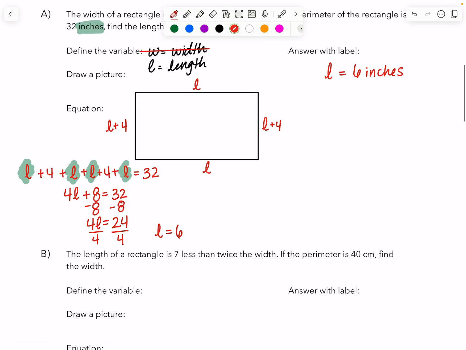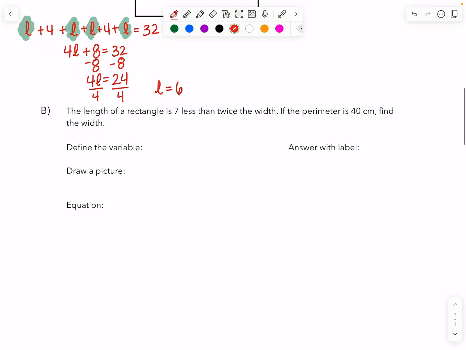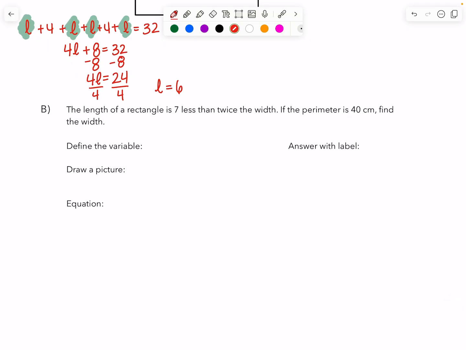All right, moving on to letter B. The length of a rectangle is 7 less than twice the width. If the perimeter is 40 centimeters, find the width. Okay, it says find the width. So that means my variable W equals width. Whoa, my Apple Pencil spazzed out there for a second.